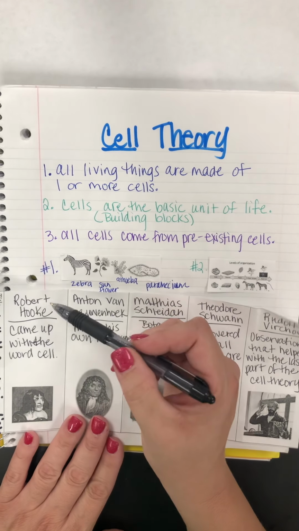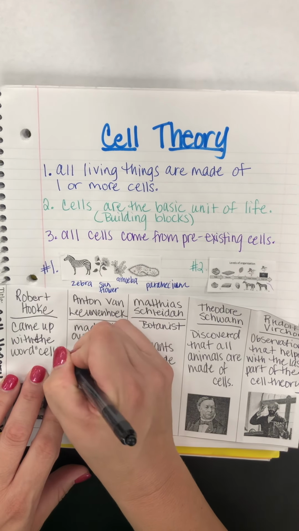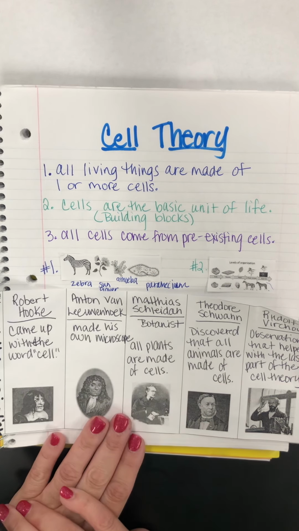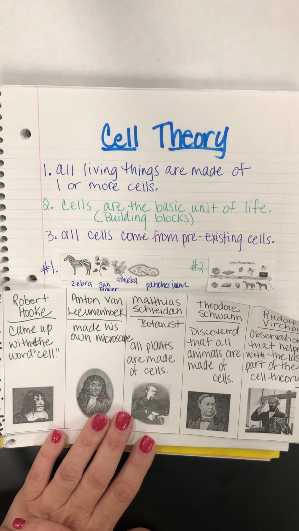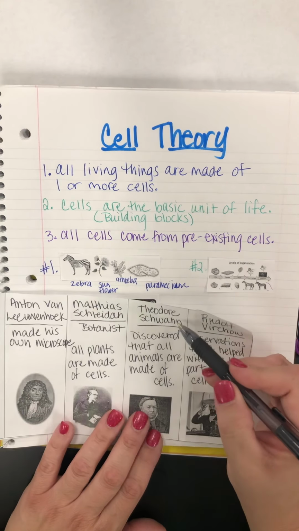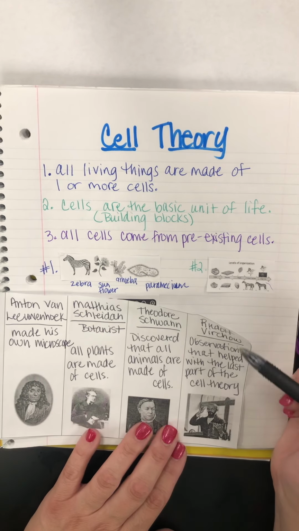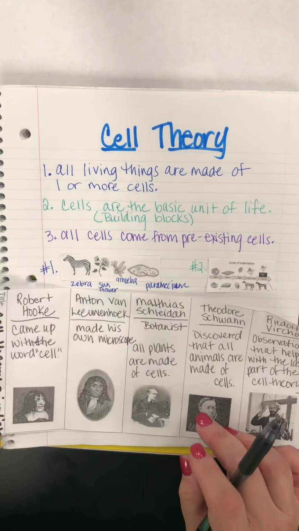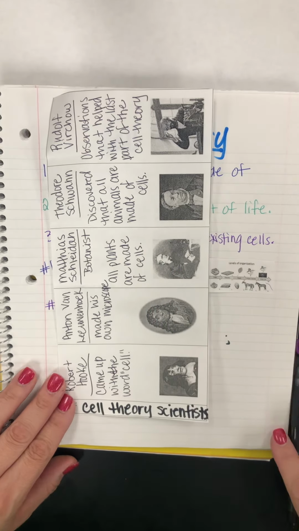Just to review it quickly, Robert Hooke, he came up with the word cell. Anton van Leeuwenhoek made his own microscope. Matthias Schleiden is a botanist, and he said that all plants are made of cells. Theodor Schwann discovered that all animals are made of cells. And Rudolf Virchow had observations that helped with the last part of the cell theory. Again, these are all scientists of the cell theory.